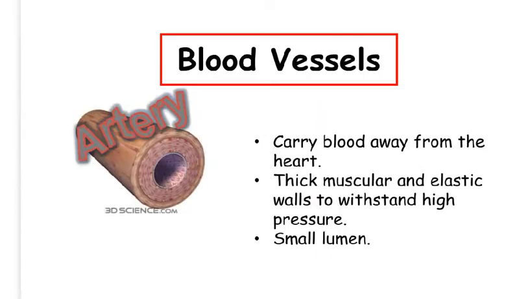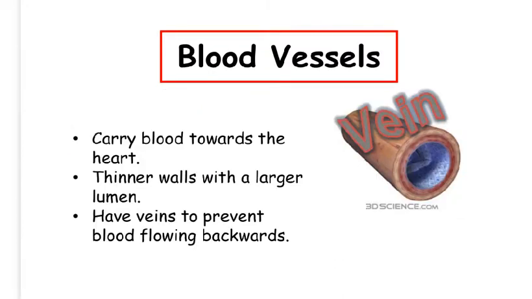There are three types of blood vessels that make up the circulatory system. Arteries are the blood vessels that carry blood away from the heart. Blood in arteries is under higher pressure, and so they have thick muscular walls to withstand this pressure. Veins are the blood vessels which carry blood back towards the heart. Veins have thinner walls and a larger lumen, which is the space in the middle. The blood in veins is under lower pressure, so they also have valves to prevent the blood flowing backwards.